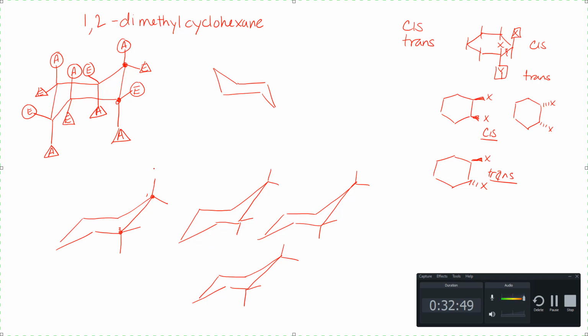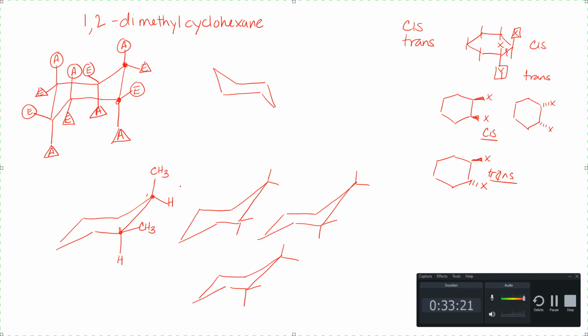So let's start by putting a methyl group on carbon 1 axial. And on carbon 2, let's put the methyl group in the equatorial position. And now what I'm going to do is a ring flip without flipping the ring. And you're like, I can't handle a semester or 2 semesters of this. Sucks to be you. What do I mean by that?